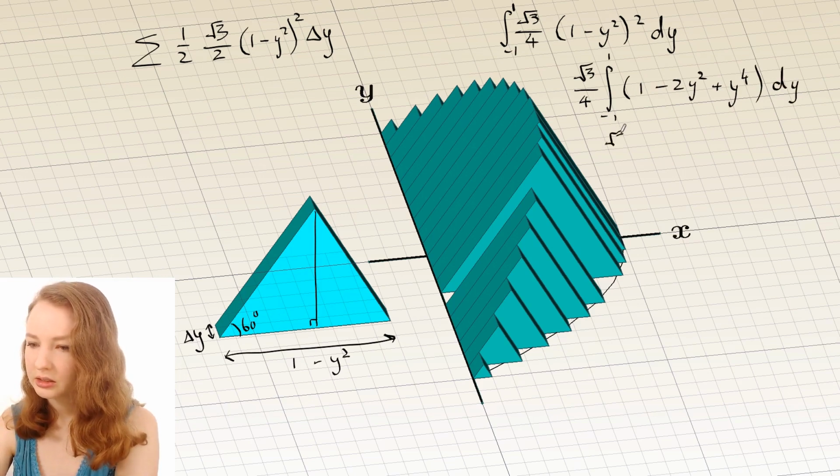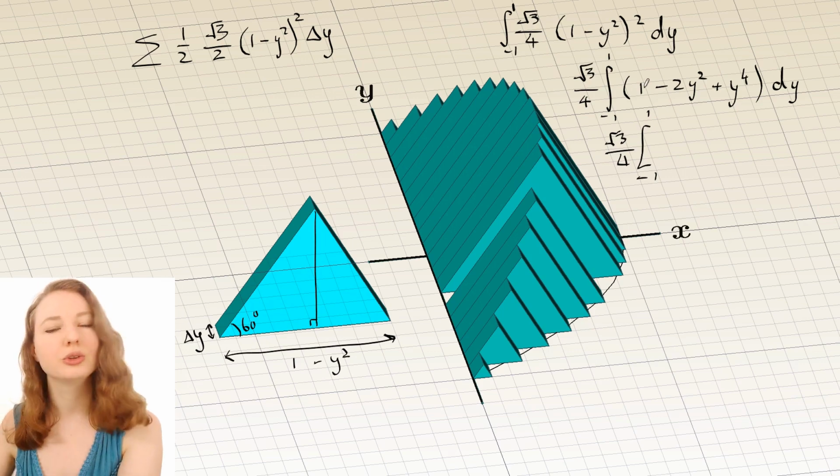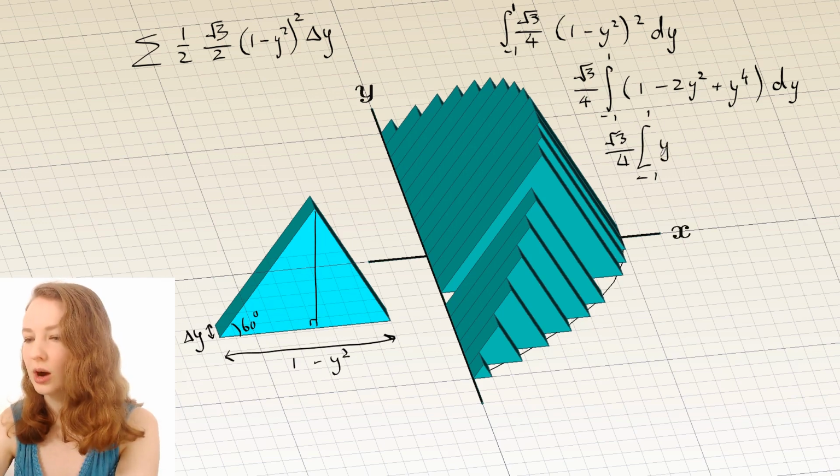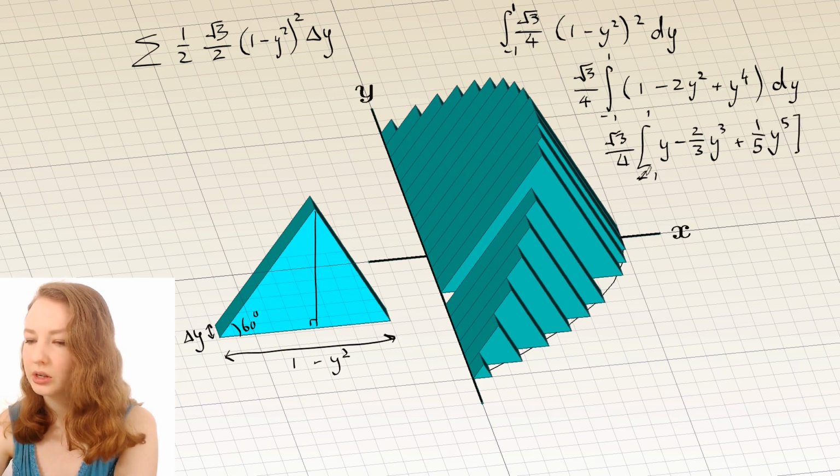And then that's going to make, so the 1, when you do the antiderivative, becomes y, and then you've got minus 2 on 3 y cubed plus 1 on 5 y to the 5th. Oh, why did I write those there? I have no idea.